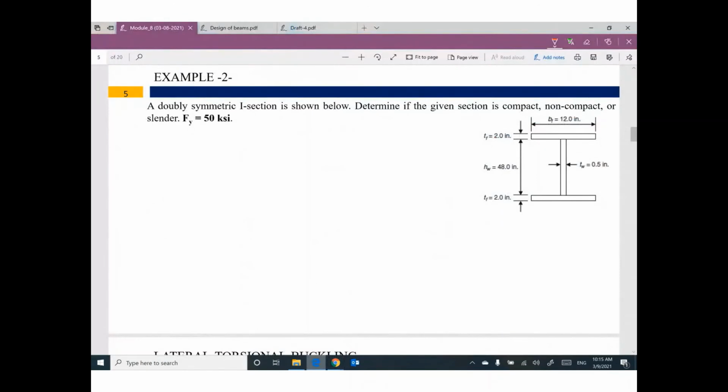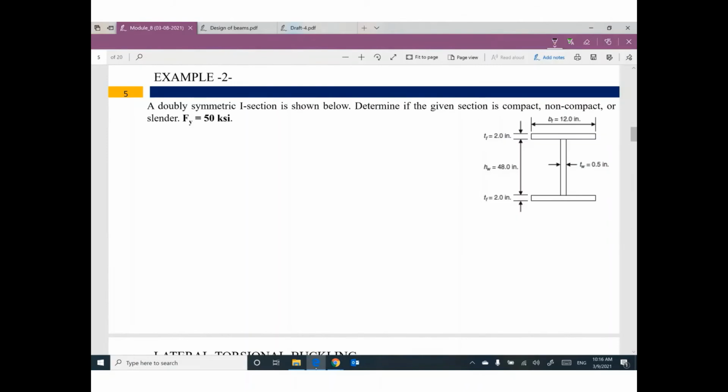Okay, we have this double symmetric I section shown below. Determine if the cross section is compact, non-compact, or cylinder, if yield equals 50 KSI. Do you think the top flange looks like the bottom flange? I think so. One of them will be enough.